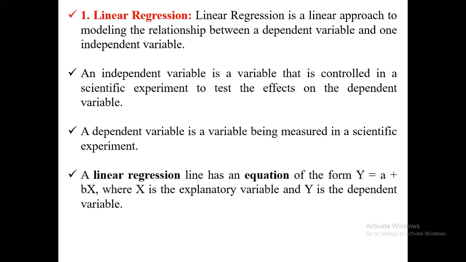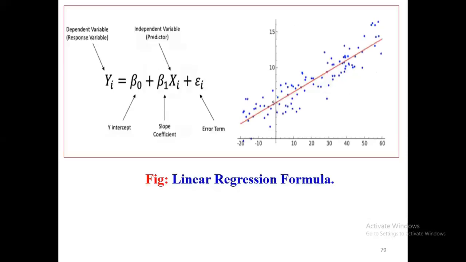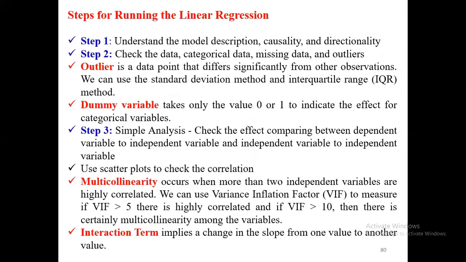M is the slope and c is the constant. Y is the dependent variable and x is the explanatory variable. Now see, this is the linear regression formula: Y is equal to the dependent variable, the independent variable is the prediction, and the y-intercept. Now I am going to execute this linear regression algorithm.